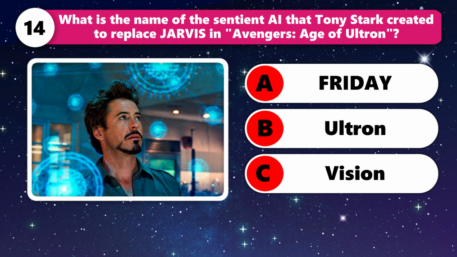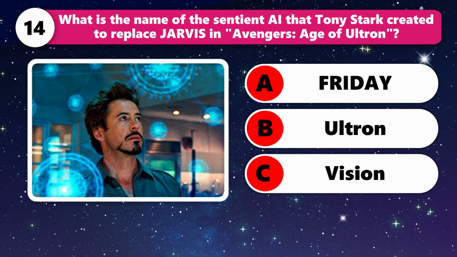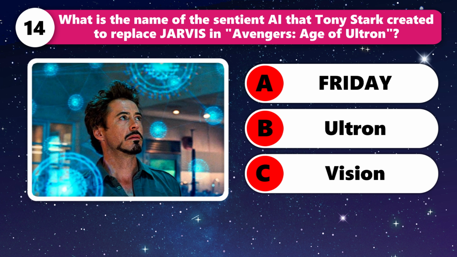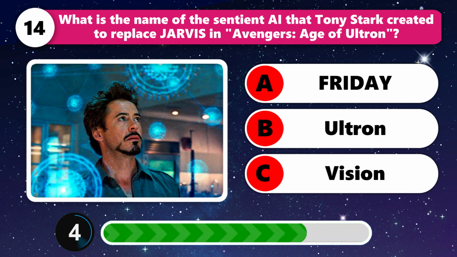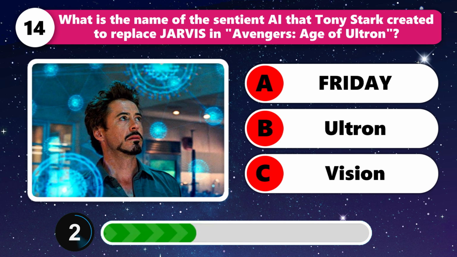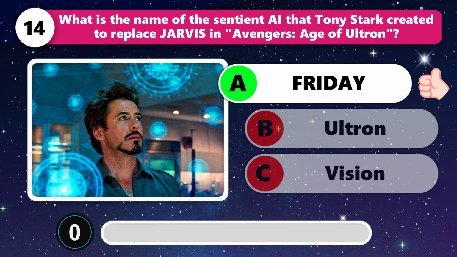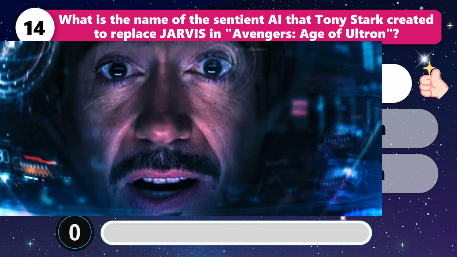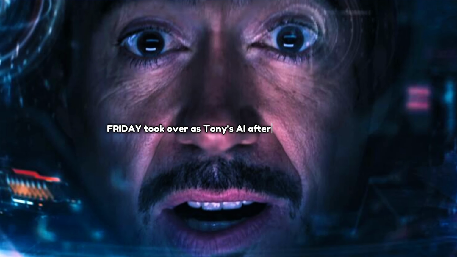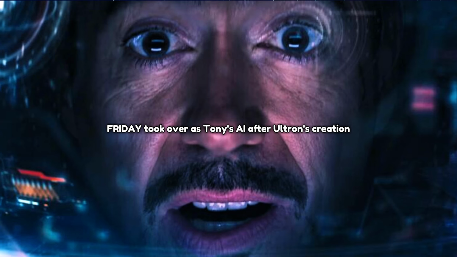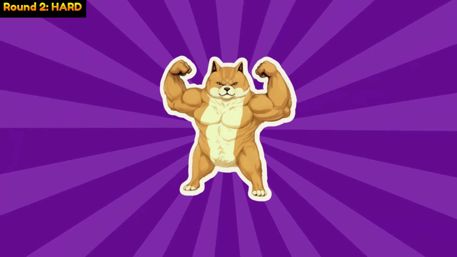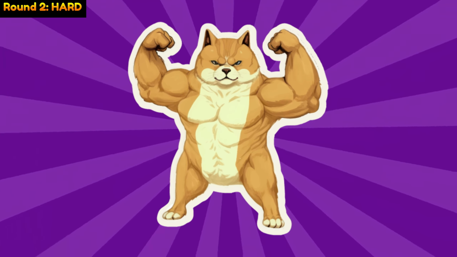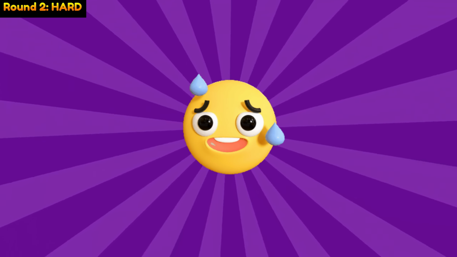What is the name of the sentient AI that Tony Stark created to replace Jarvis in Avengers: Age of Ultron? Well done! Friday took over as Tony's AI after Ultron's creation. This was just the warm-up. Now get ready for the second round, the hard round.